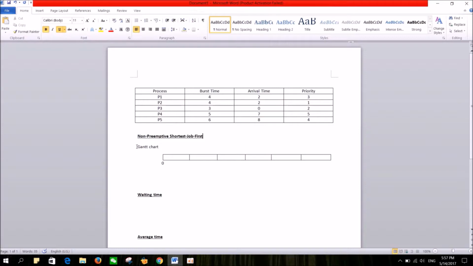First step, we have to create a Gantt chart and start with the 0 second. And why we have to create this Gantt chart is because we can see how the process executes in a simple way. And now we have to check which process has arrived in the 0 second. Here is the arrival time of the process, and P3 will be chosen because it has arrival time 0, so P3 will execute 3 ms.